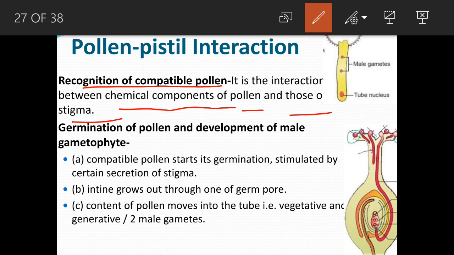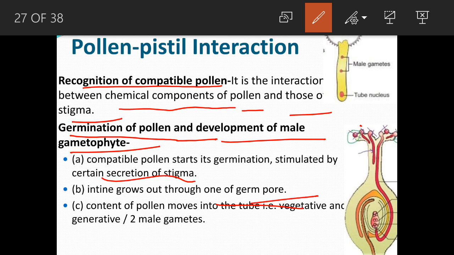Now there are the steps, that is the germination of pollen and the development of the male gametophyte. Compatible pollen starts its germination stimulated by certain secretions of the stigma. So pollen grains land on the stigma, and this stigma secretes chemicals to attract the pollen grains. The intine, the internal covering, grows out through one of the germ pores.